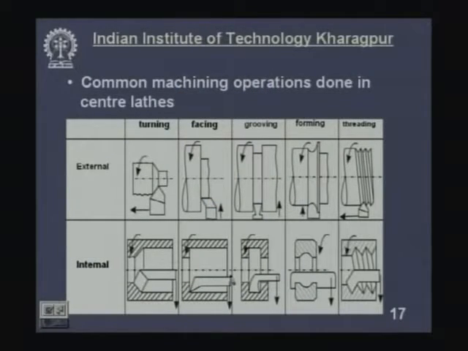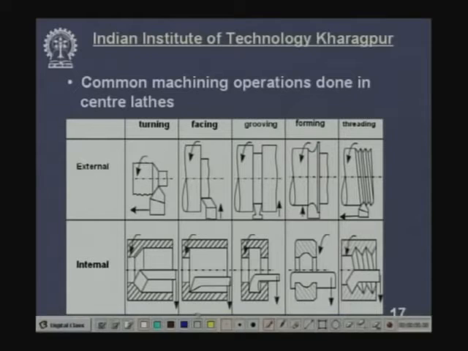What are the common operations? Common operations are, say, turning. The turning can be external or it can be internal. This is external turning, the job is subject to rotation and the tool is given the feed motion. Internal turning is similar to boring, like this.